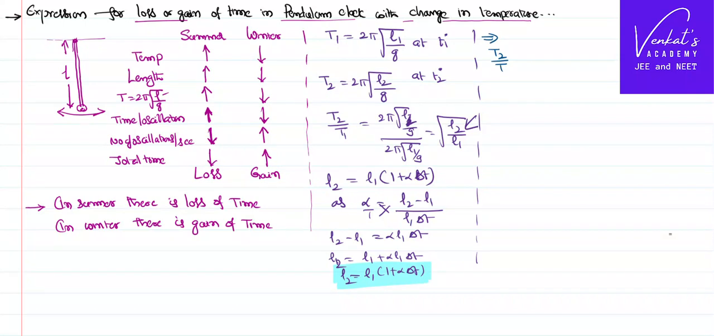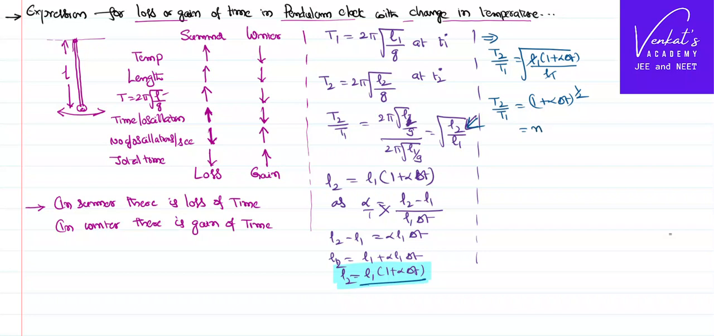T2 by T1 equals root of L2. In the place of L2, I will write this value: L1 times (1 plus alpha delta t) by L1. L1 gets cancelled. So T2 by T1 is (1 plus alpha delta t) under square root, that is, whole power of half. Now, as there is a whole power of half, I want to expand using a binomial expansion.